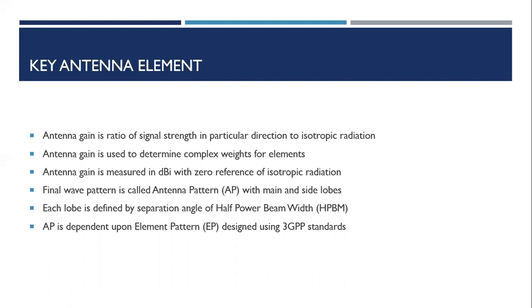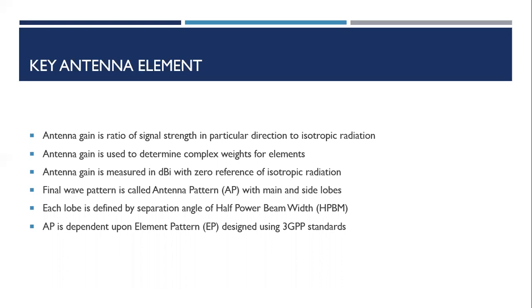So any antenna would be made up of multiple elements, which are called the array elements, and depending upon the number of array elements, it would be able to have much better control over the beamforming as well. So again, referring back to the slide, the antenna gain is used to determine the complex weights, which contain information for the phase as well as the amplitude. This antenna gain is measured in dBi, which is decibel isotropic, and this has to be measured with some reference, and for the most part in beamforming, the zero reference is taken to be the isotropic radiation, which is radiating in all directions.